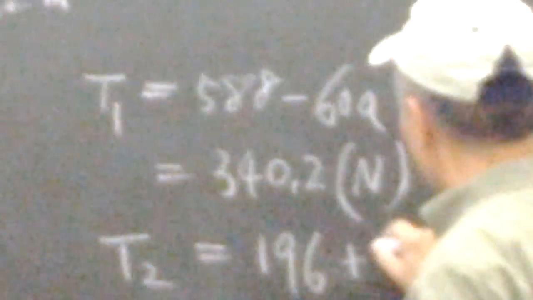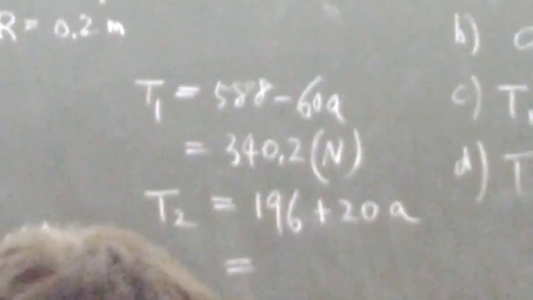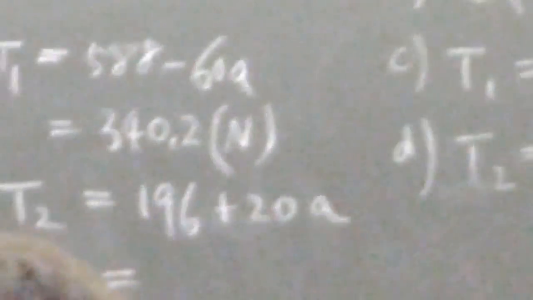And T2 would then be 196 plus 20A. A is 4.13 times 20. And we add that to 196. So we get 278.6 Newtons. So you have three unknowns, and all of them are solved.